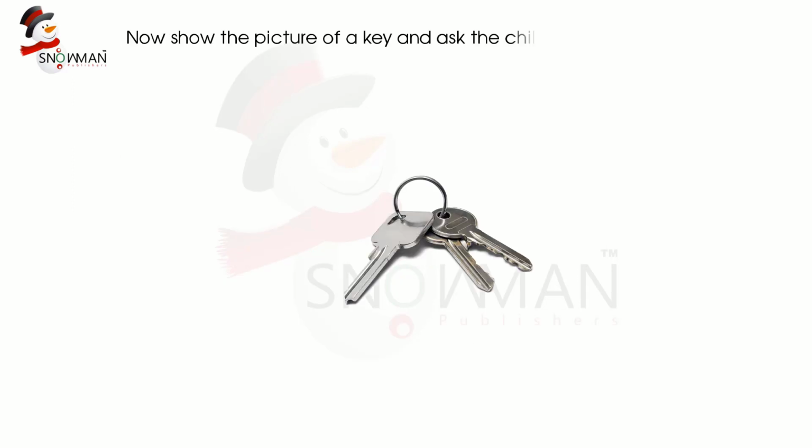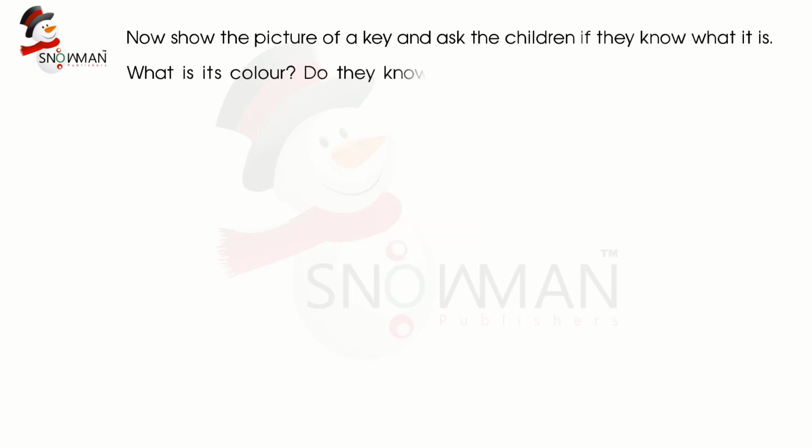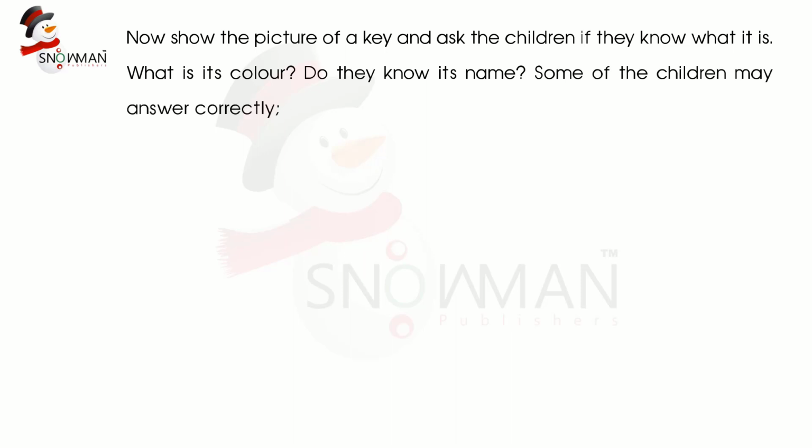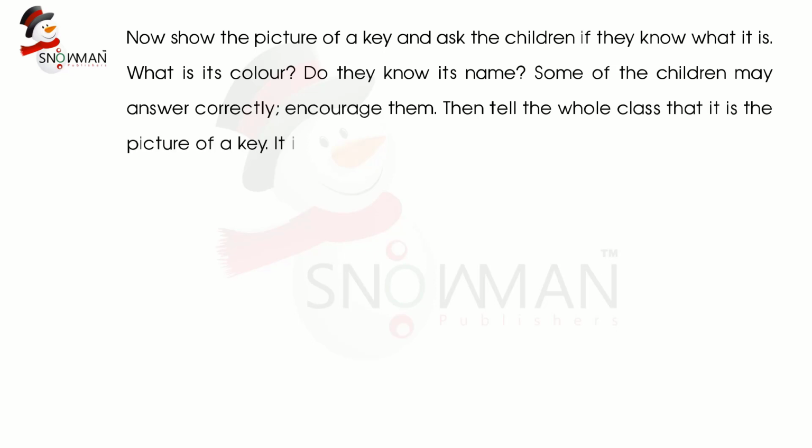Now, show the picture of a key and ask the children if they know what it is. What is its color? Do they know its name? Some of the children may answer you correctly. Encourage them. Then tell the whole class that it is the picture of a key. It is gray and its name is key.